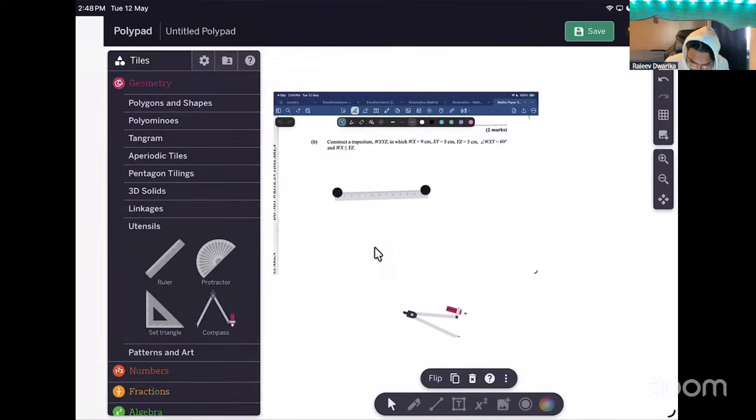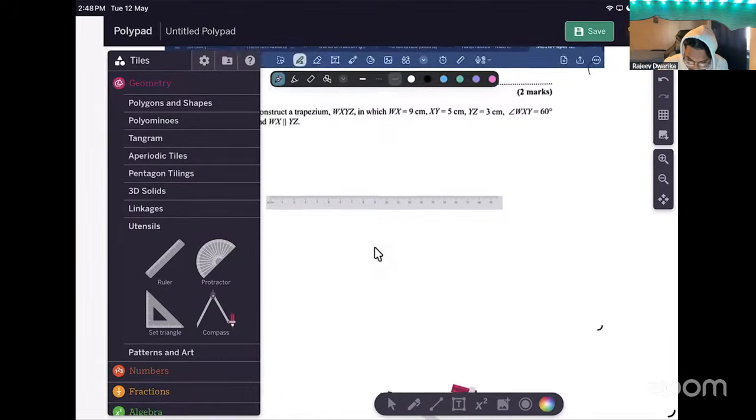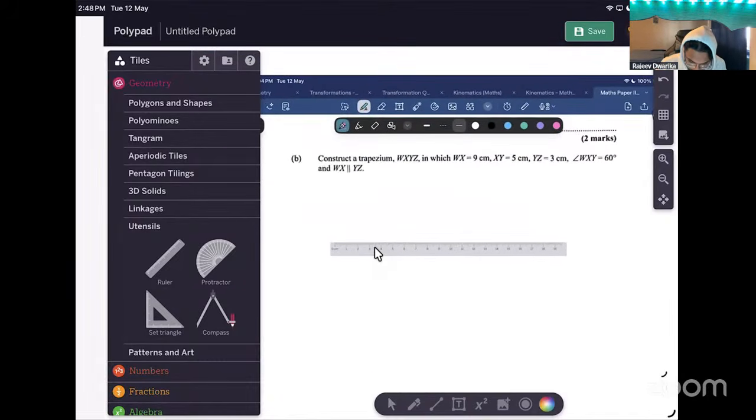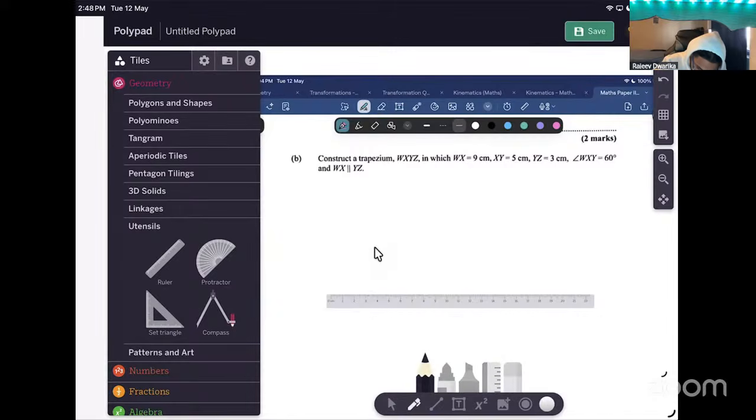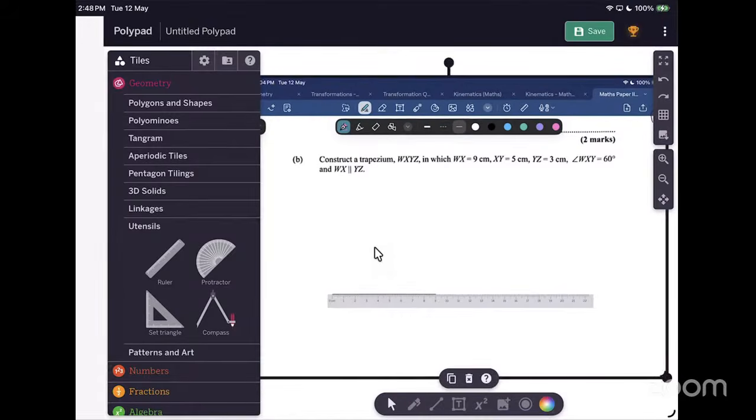Right, so we had to measure a line as what? Tell me fast. 9 centimeters. All right, 9 centimeters. So I'm going to label that what? So WX. Yes, this will be WX.